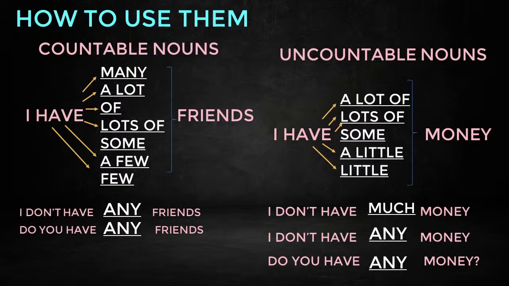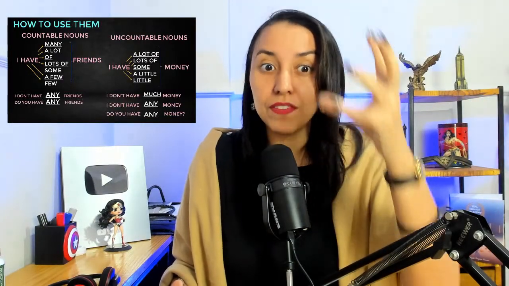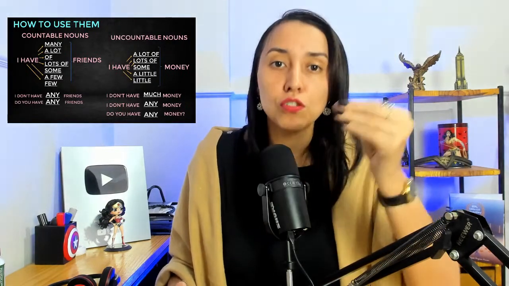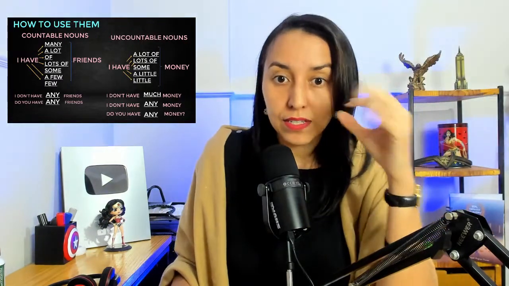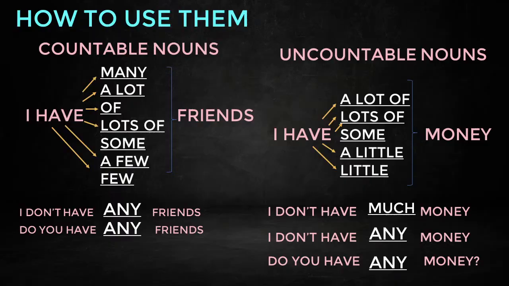I have many friends, I have a lot of friends, I have lots of friends, I have some friends, I have a few friends. Any, I don't have any friends. Do you have any friends? Countable nouns, they need to be in the plural, okay? They can't be in the singular. If it's a countable noun, it has to be in the plural. I have many friends. I have many objects in my room. There are many doors in my apartment, okay? So it has to be in the plural.